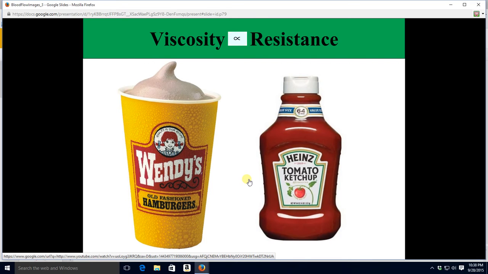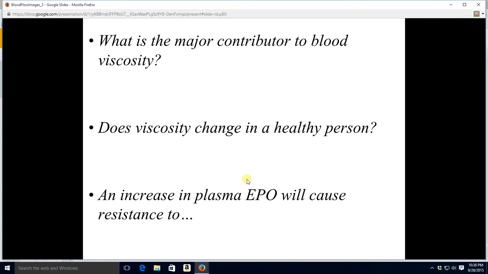Okay, well, let's get anatomical and physiological here for a second. What is the major contributor to blood viscosity? Well, blood viscosity is primarily due to red blood cell count. All right, now, does your red blood cell count change very much? No, of course not. You're in homeostasis. It's not going to change. I mean, granted, if you have some disease process, if you are taking synthetic EPO, or if you are changing altitude, if you're moving to Peru, for example, it's going to change. But in you, normally, it's not going to change.